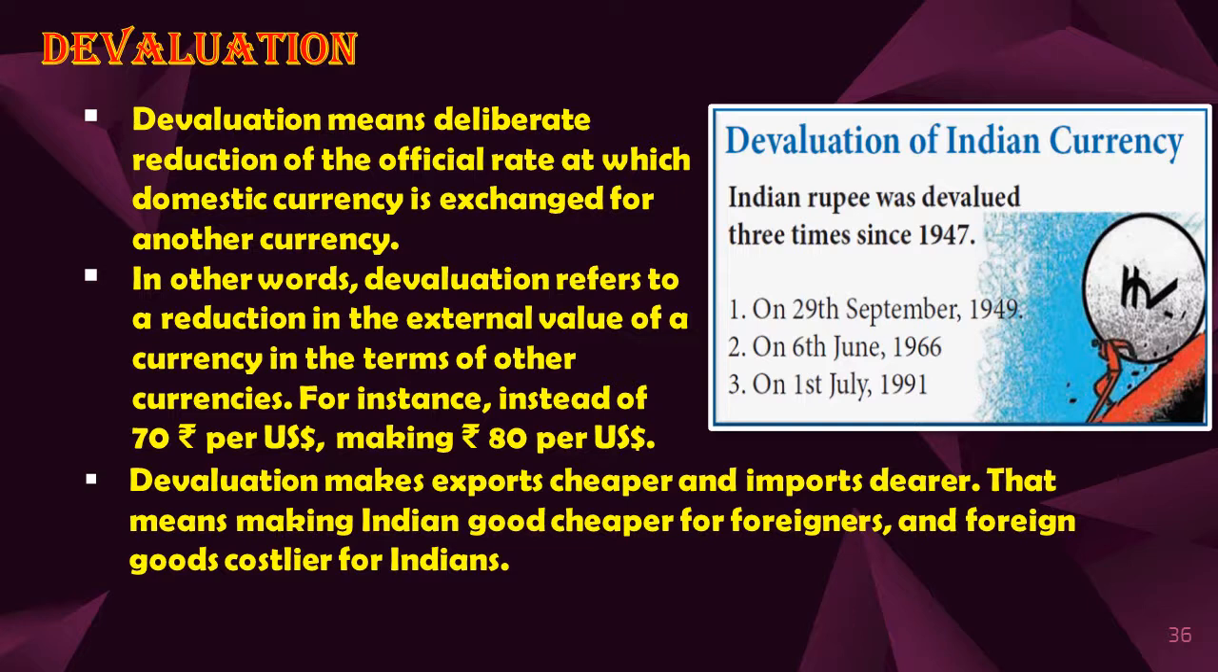Devaluation of Indian currency. The Indian rupee was devalued 3 times since 1947: first on 29 September 1949, then on 6 June 1966, and on 1st July 1991.